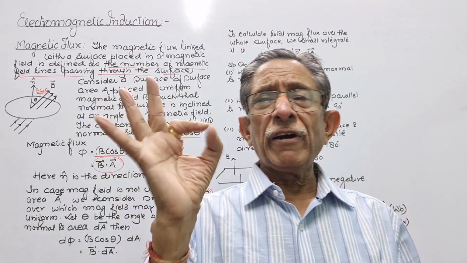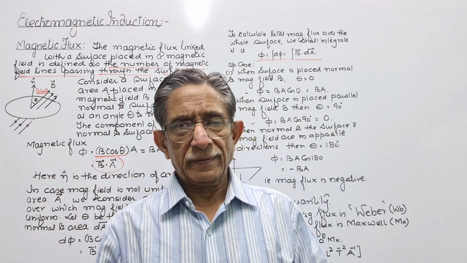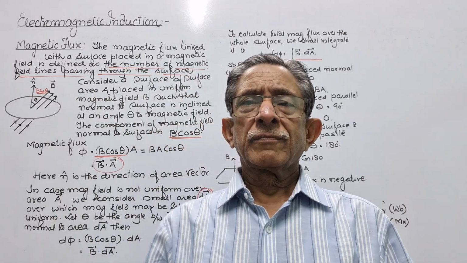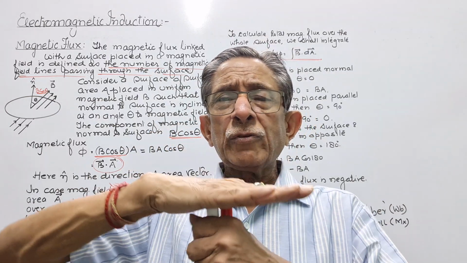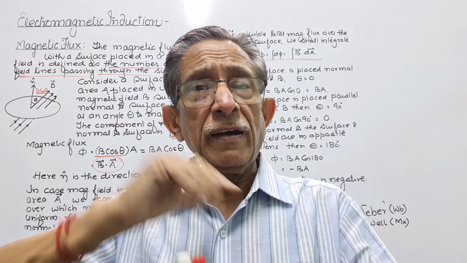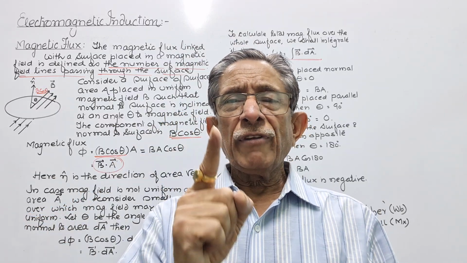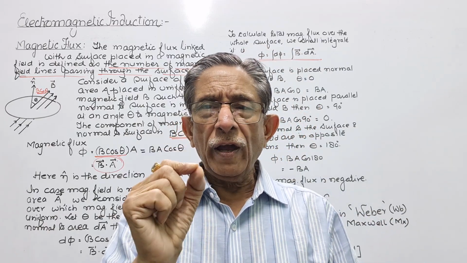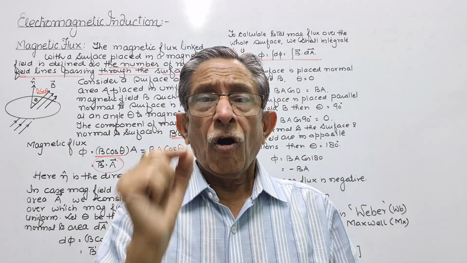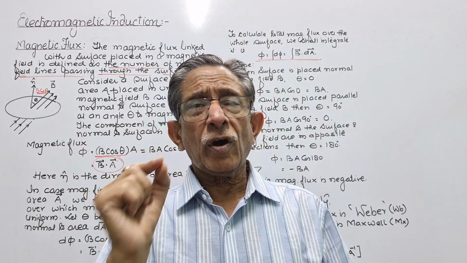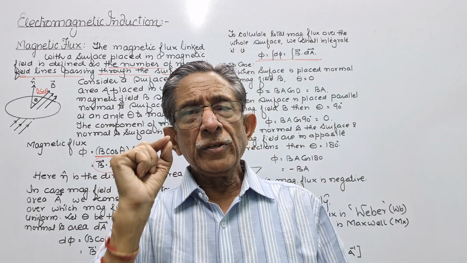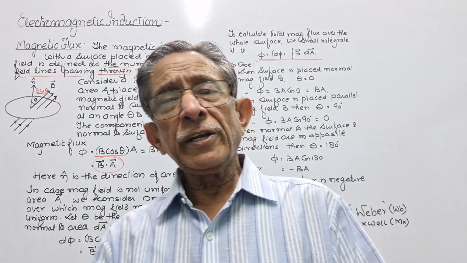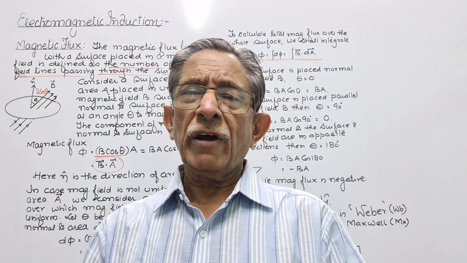Suppose you have to define 1 Weber. What is 1 Weber? When a coil of area 1 meter square is placed normal to a magnetic field of 1 Tesla, then the magnetic flux passing through it is 1 Weber. So, a coil or surface of area 1 meter square placed normal to a magnetic field of 1 Tesla, then the magnetic flux passing through it is 1 Weber.